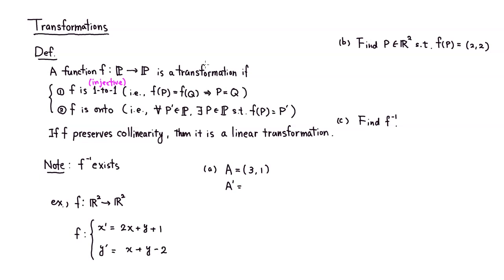And the second condition is it has to be onto, which means that no matter what point you pick from the codomain, you can always find a point in the domain, which is the plane P, such that f of P is equal to P prime. So it means that every point in the codomain will be hit by this function. And a fancier word for onto would be surjective.